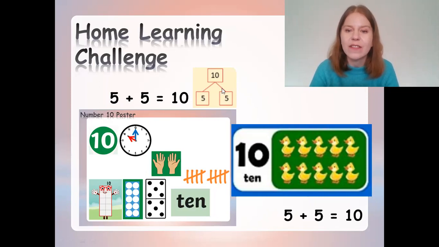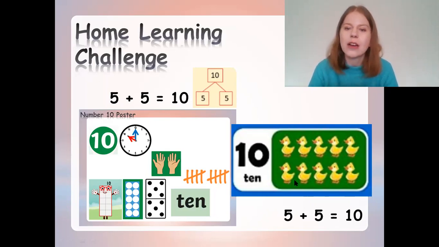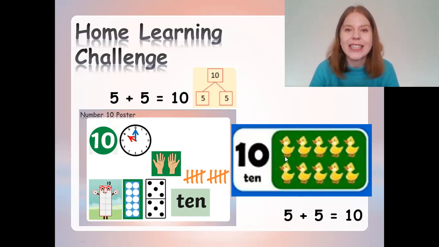So 5 add 5 equals 10. And here I drew 10 ducks. 5 ducks on top and 5 ducks on the bottom, and I wrote out the numeral number 10, and I also wrote the word 10. So we can't wait to see your home learning.